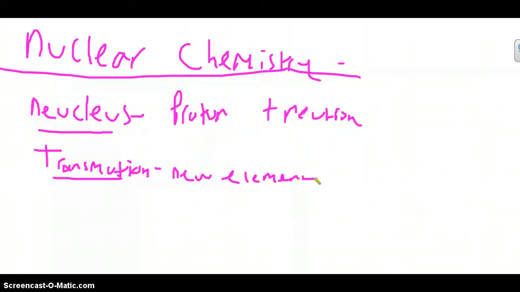Basically, we have a group of particles that were found to be emitted from radioactive isotopes. One of them is alpha, which is actually a helium nucleus, interestingly enough. And this is the notation they use. The 4 is the mass number, and the 2 is the number of protons, which is also the atomic number.